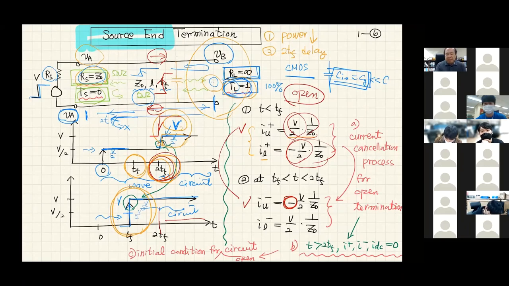Hyunwoo, it's a little bit difficult, but can you explain the physics associated with open source termination to us?